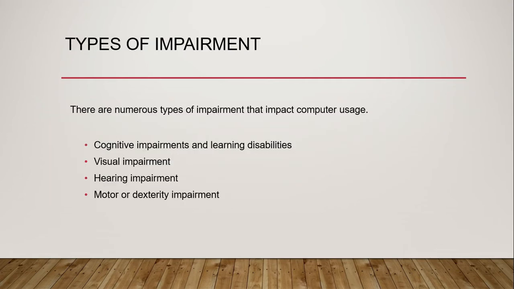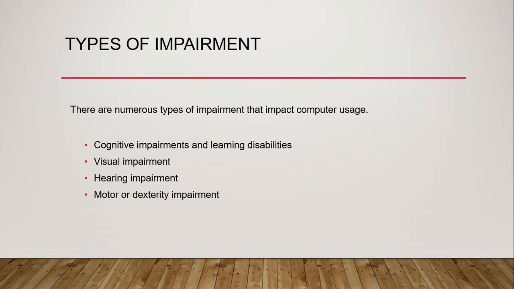What are the different types of impairments we see in day-to-day life? There are numerous. Let me share these impairments. The different types are cognitive impairments and learning disabilities, the second one is visual impairment, the third one is hearing impairment, and the fourth one is motor or dexterity impairment. Let me share the meaning of these different types of impairments.